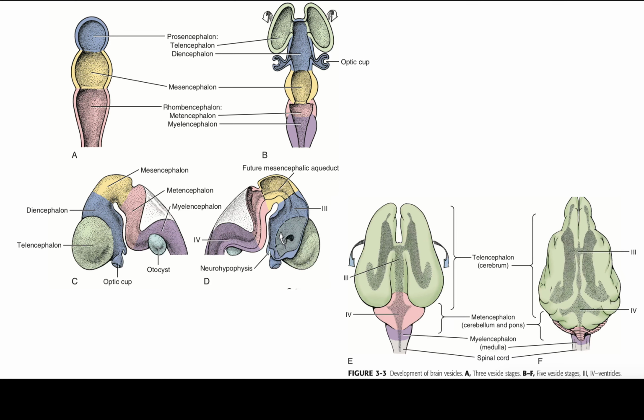See Figures 3-15 and 3-18. Each telencephalon forms a cerebral hemisphere. The two cerebral hemispheres form the single cerebrum. The hemispheres are connected by the corpus callosum.